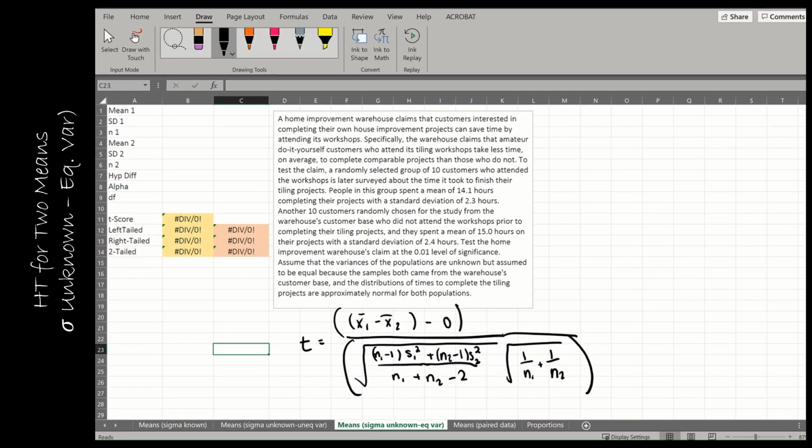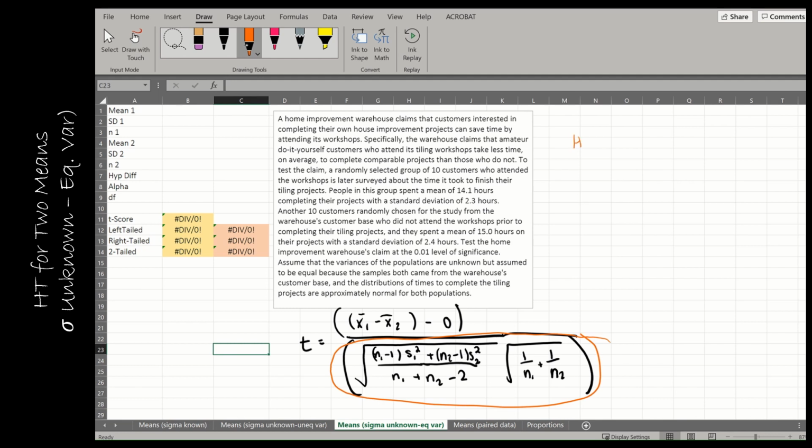Let's take a look at another question, and this one, the concept isn't any more difficult than the one that we just did, but the formula sure is. This guy right here is a beast because it's so stinking easy to mess up your parentheses, to mess up how you enter this in. And so again, we're going to look at this question, and this is an equal variances question. So we're looking at a home improvement warehouse. They're saying, hey, come to our tiling workshop. You're going to spend less time than the people who don't come to our workshop in a tiling project.